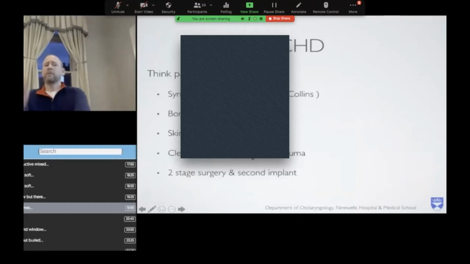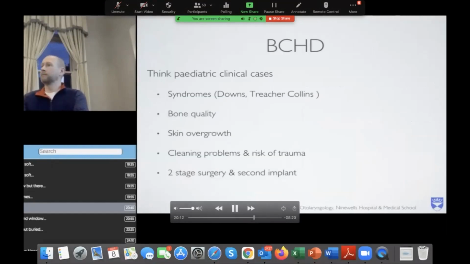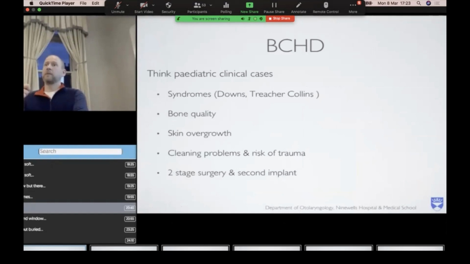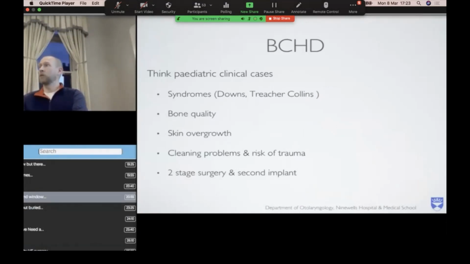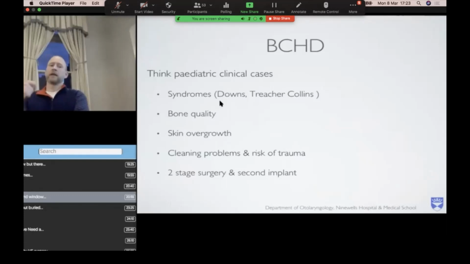I think you're going to probably see these in pediatric cases. You need to be able to talk about the conditions that can be involved here: Treacher-Collins, Down syndrome. And if you get a case like that, you want to be talking about the quality of the bone. So it's going to be poor. There's going to be much more likelihood of skin overgrowth. Complications in children up to 20%, so 1 in 5. That's why parents need to be counseled a lot on cleaning and the risk of trauma.